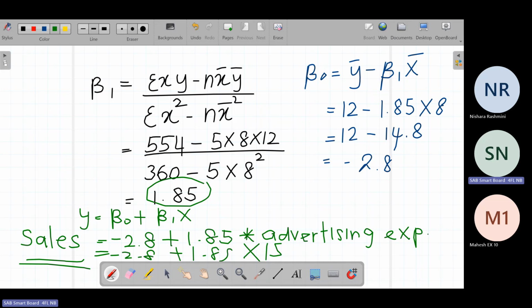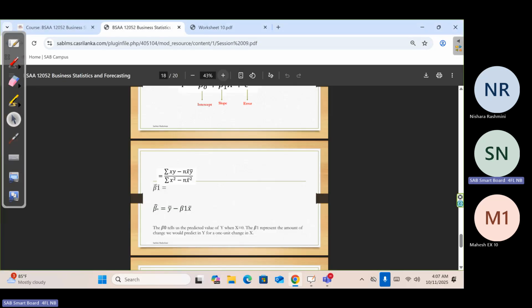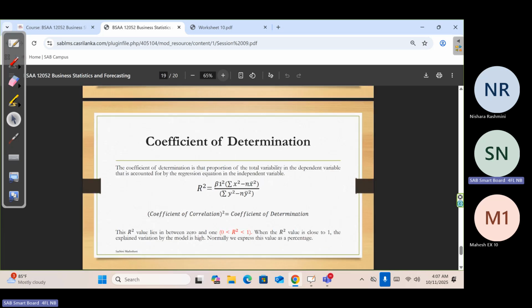Minus 2.8 is the expected sales. When the independent variable is 0, the dependent variable is minus 2.8. So minus 2.8 is the expected sales revenue when the advertising expenditure is equal to 0. Yes, this answer is clear.